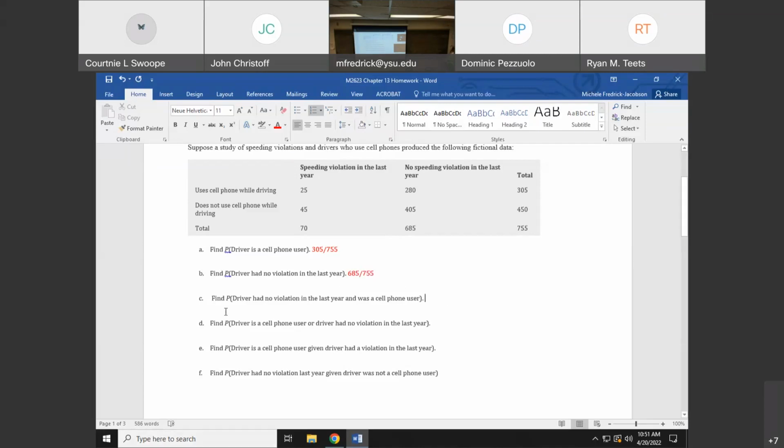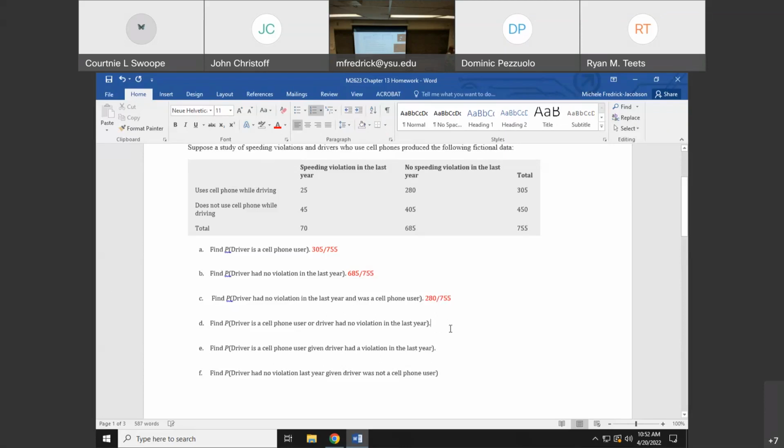Right, how about the driver had no violations and was a cell phone user? So no violations is here, 685, but they used their phone, so 280 out of the total 755, because nothing was given, so it's out of the total. We still don't have the total until the next one.